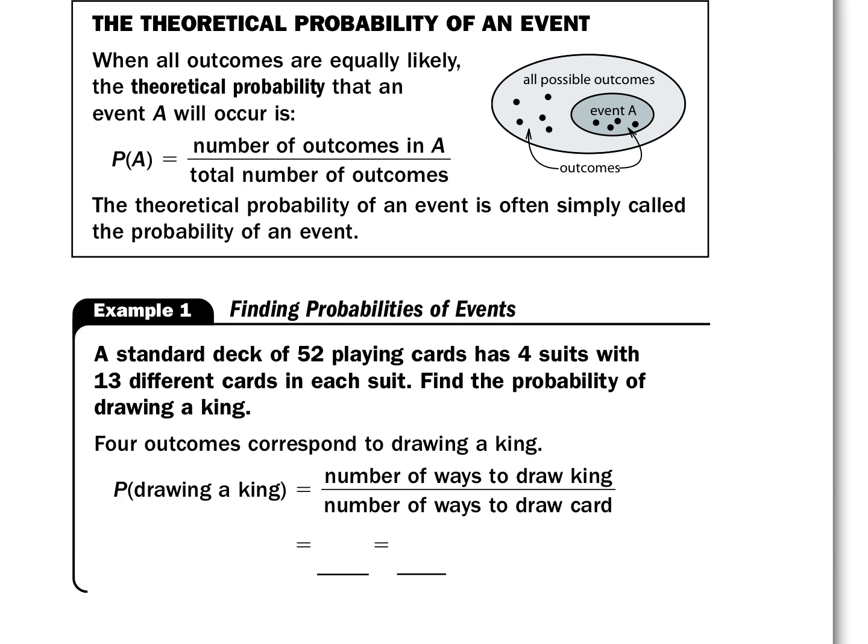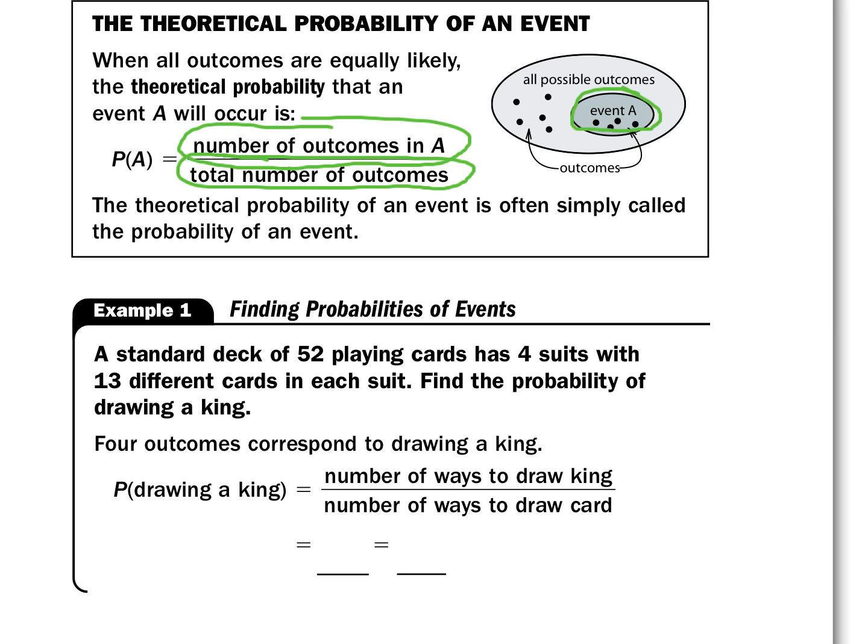So starting with theoretical probability. Theoretical probability is what we all know. It's the number of possible outcomes in A, so if we want an event to occur or not occur, out of the total number of possible outcomes, both the outcomes that we want to occur and the outcomes that we don't want to occur. So the theoretical probability is usually simply just called the probability.